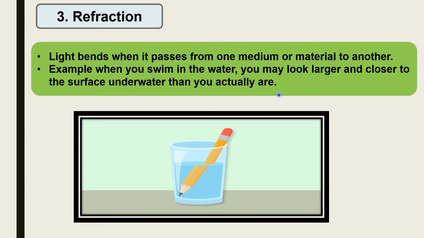The second example, as you may see in the picture, is a pencil that looks broken. But if you remove the pencil from that glass of water, it's whole. So it's not broken. That's what you call refraction.